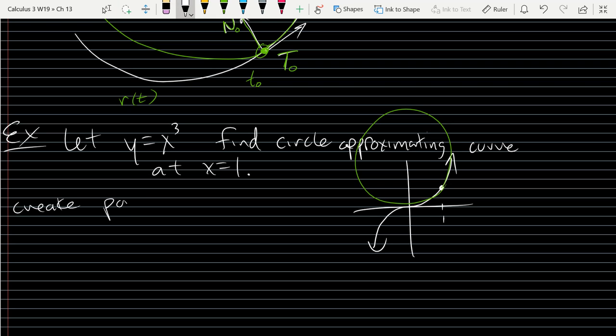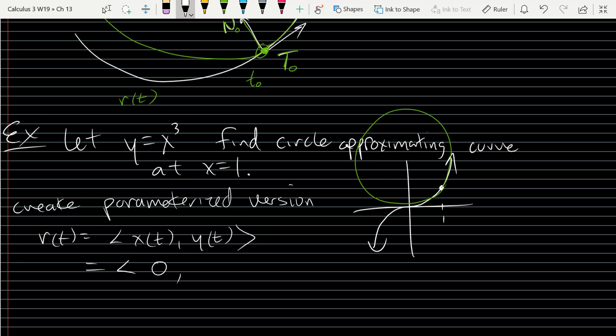So we need to create a parameterized version. You could convert everything to rectangular computations, but we already went through everything in parameterized vector form, so we're going to just turn our example into vector form. So I need an r of t, which of course has an x component and a y component. If I look at my equation, if I knew what x was, what would y be? A cube of that. So what's something easy I could pick for x? Let's pick the easiest thing, 0.